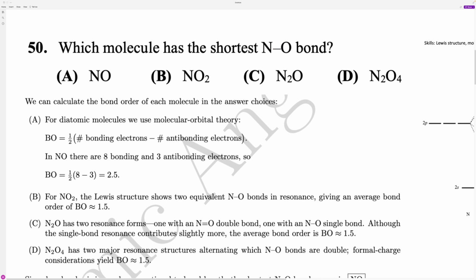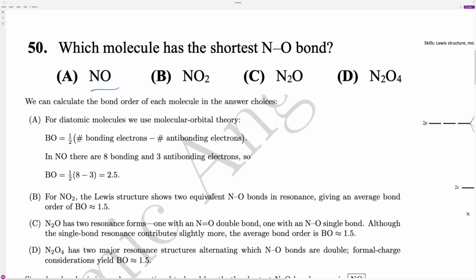Okay, for question 50, we are going to draw molecules again. You'll notice that that's a consistent theme in this section of the test, and we're going to try to find the shortest NO bond. So let's start with NO.